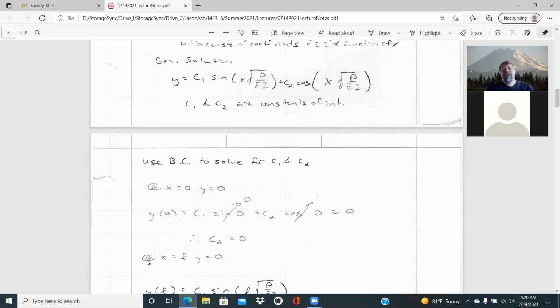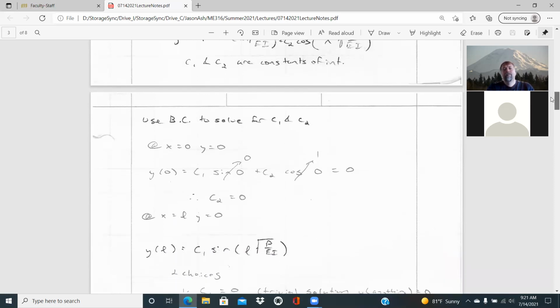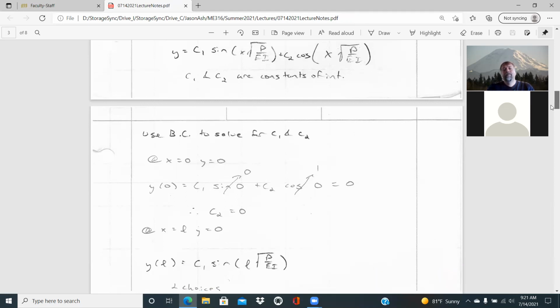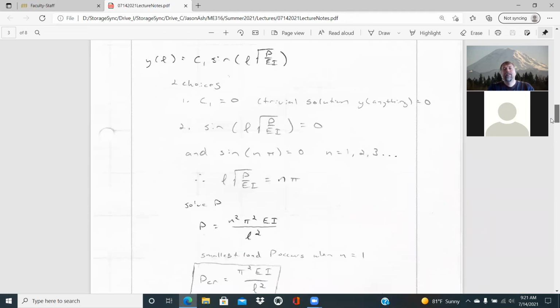And then we know at the other end, at the top, where it's pinned again, at x equal to L, y is equal to 0 there too. And so now we know C2 is equal to 0, we can put y of L in here and solve for C1. So we have y of L is equal to C1 sine of L times the square root of P over EI.